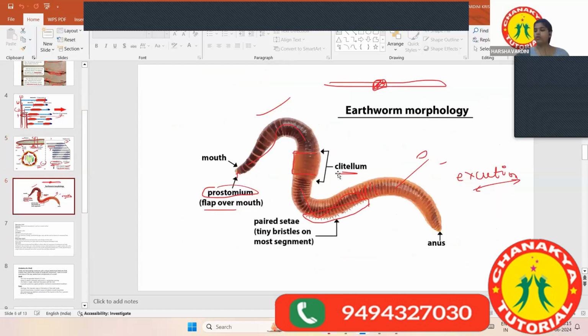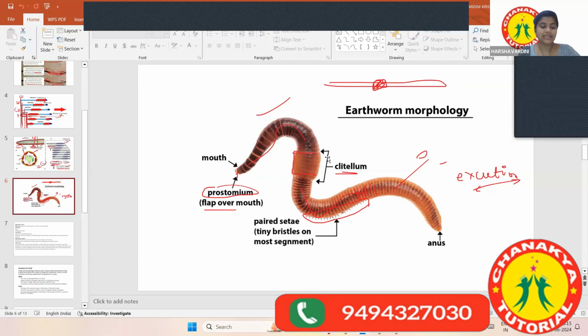So, clitellum. Last time I was talking about the earthworm's morphology. I thought I told you to draw this also, right? No, okay, fine. So this is the prostomium, that is the mouth. This is the prostomium, and this is setae. Setae is a hair-like structure, and this is the anus, and this is the clitellum.